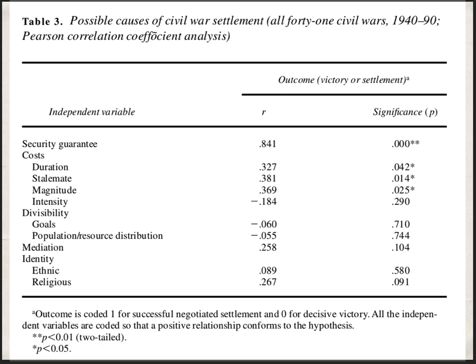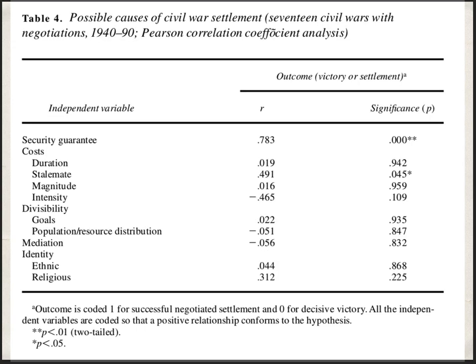Okay, which variables are consistently related to settlement talks? You can see here that the security guarantee is highly significant. It has 2 stars, nothing else has more than 1 star. Right, so we know that there's support for Barb Walter's theory. Oh, sorry, I switched the slide on you.